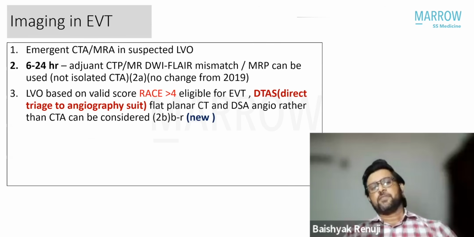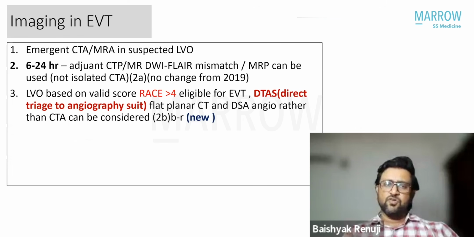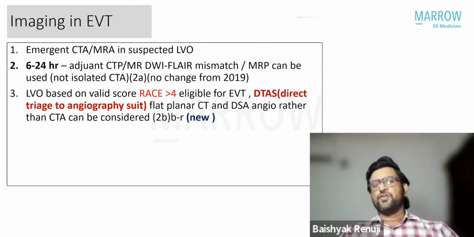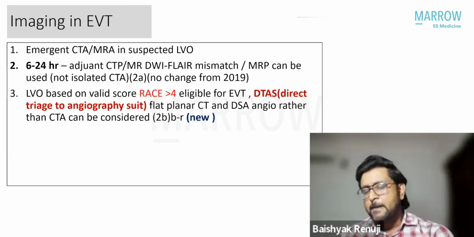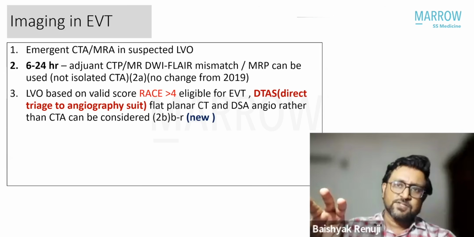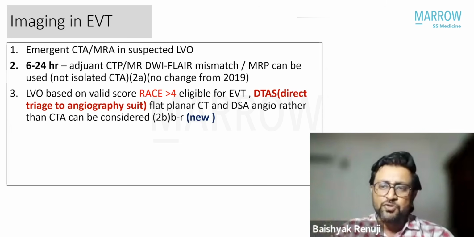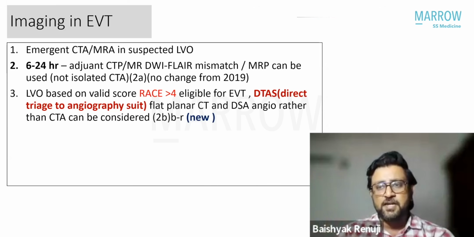Then in EVT, endovascular therapy, again it's almost the same. Up to 6 to 24 hours, you do diffusion-perfusion mismatch. MR perfusion can be done. Just like what we previously had, the DEFUSE and DAWN criteria. You can remember DEFUSE as diffusion or perfusion. The DEFUSE study was based on perfusion images, while DAWN was based on clinico-radiological mismatch.